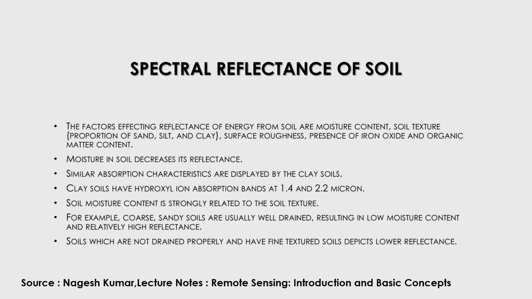In the case of spectral reflectance of soil, this shows how light is reflected after falling on soil. The reflectance of soil is influenced by the moisture content of the soil, texture, surface roughness, and presence of iron oxide and organic content. If there is moisture, then reflectance will decrease. There are similar absorption characteristics for clay soil. Clay soils have hydroxyl and iron, and soil moisture content is strongly related to soil texture.